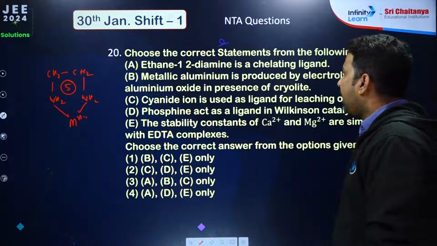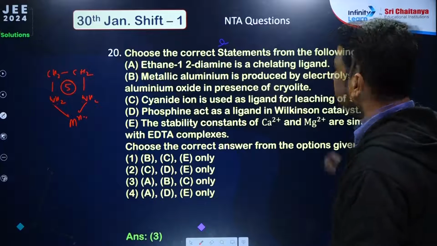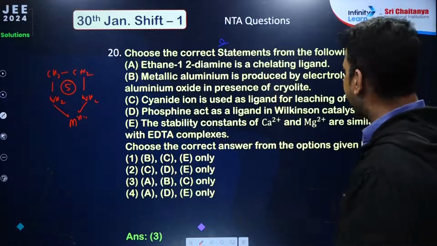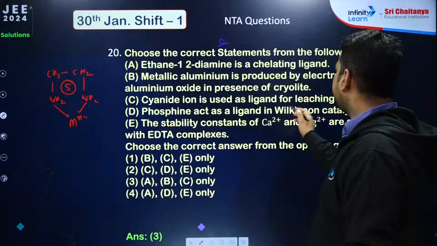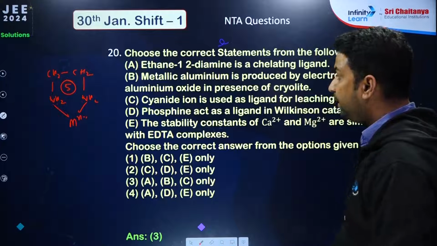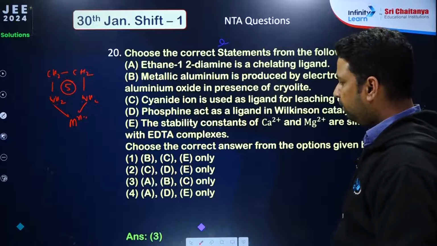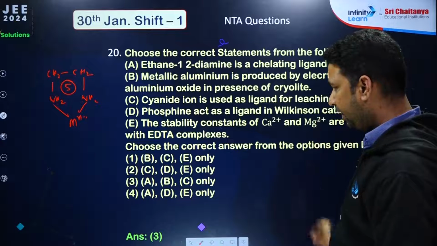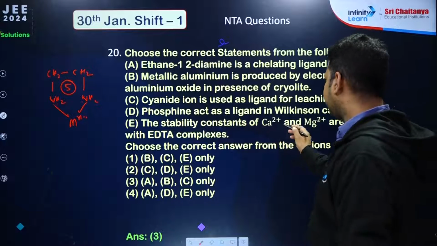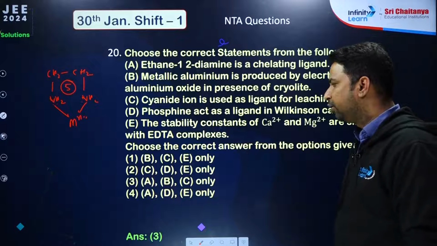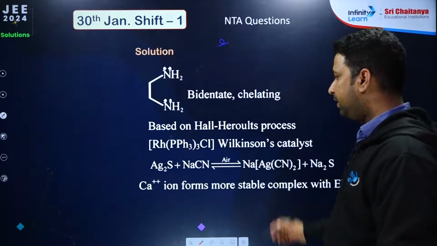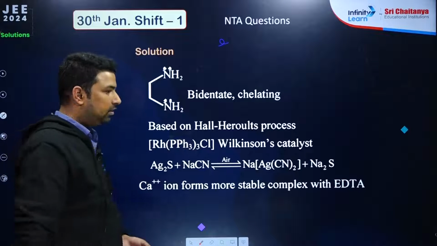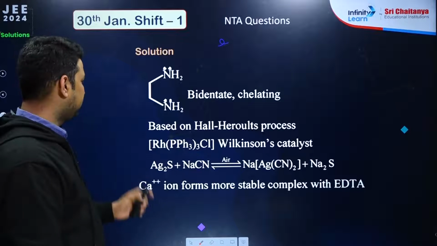Okay. Metallic aluminium is produced by electrolysis. Definitely, extraction of aluminium: electrolysis is the method. Cyanide ion is used as a ligand for leaching of silver. It is also correct. So A, B, C are correct. D: phosphine acts as a ligand in Wilkinson catalyst. No, incorrect. The stability constants of Ca2+ and Mg2+ are similar with EDTA complex. It is also incorrect. So the explanation is in front of you. You can read it. And in the Hall-Heroult process, CN- is used.